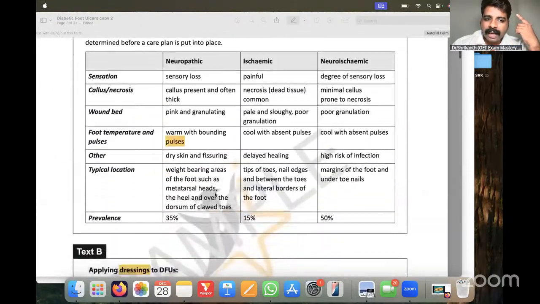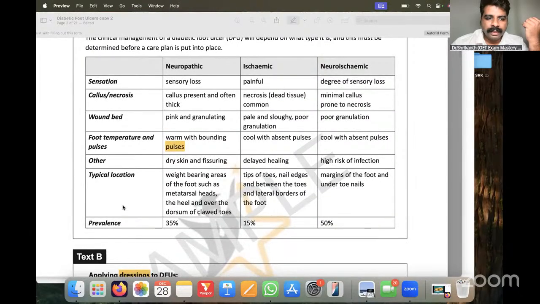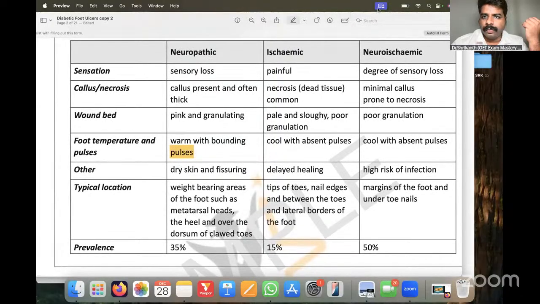Because in text A over here, they're talking about the three different types of DFUs. As you can see, the first kind is neuropathic, the second kind is ischemic, and the third kind is neuroischemic. Now, our duty over here is to find how common each is. If you take a look over here, you can see prevalence. Is it clear? I'll just zoom in over here. As you can see, our duty over here is to find how common each type of DFU is.